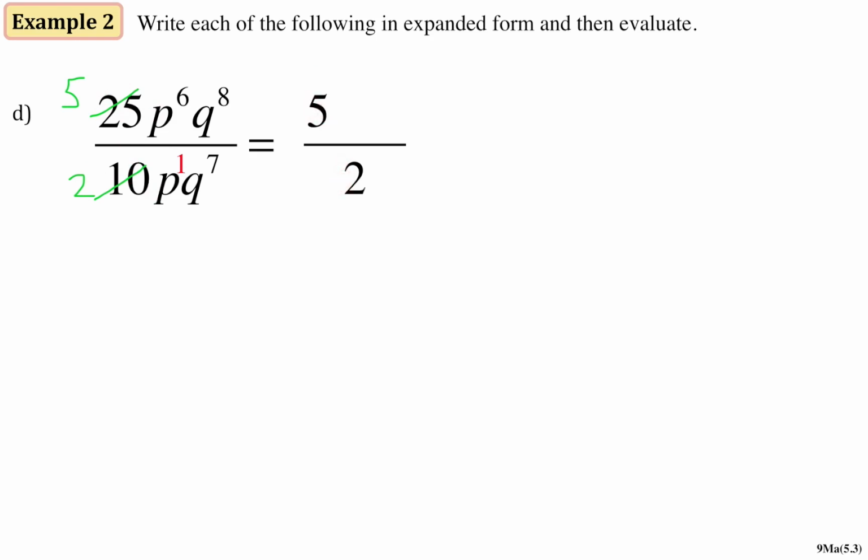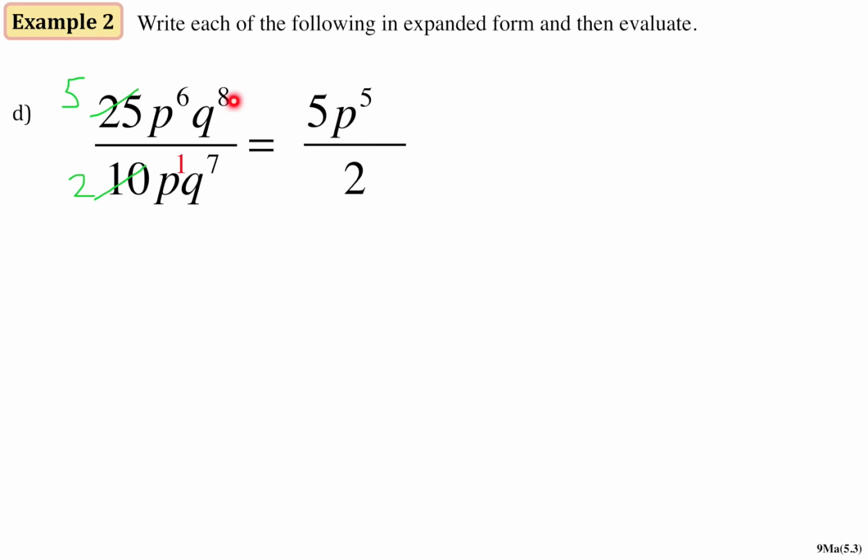Let's look at the powers of P. When we're dividing, we minus the powers. So for the P letter, 6 is on the top, 1 is on the bottom, 6 take away 1 is 5. The answer is always written on the top of the fraction when you're dividing.